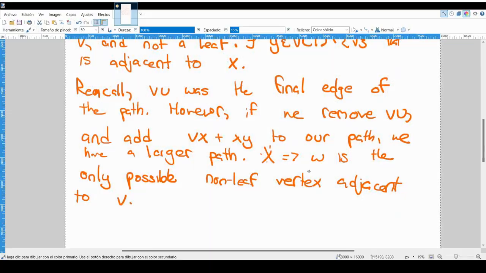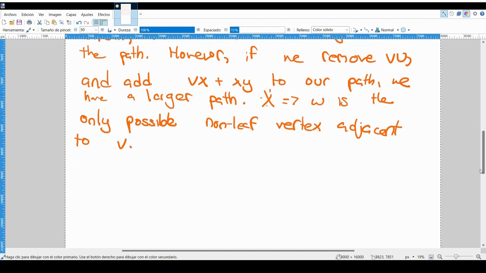So in this case, the vertex that the question was looking for is V, and the only possible non-leaf vertex adjacent to it is W. Therefore, we have proven everything we wanted, and we are done.